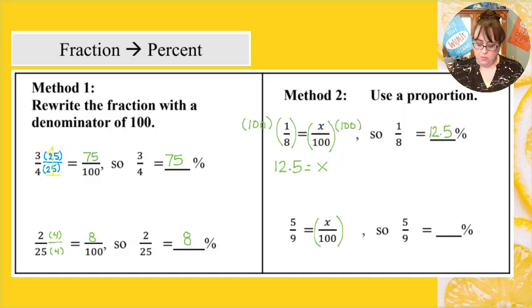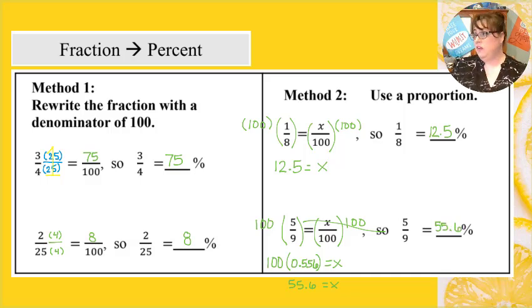I can also do that on this next one. Same idea. I'm going to multiply by 100. So I do need to figure out what 5/9 is going to be, because 9 doesn't go into 100 nicely. 5/9 is 0.555556. I'm going to round that to the nearest thousandths. So when I multiply by 100, that's going to move it over 2 decimal places. So 55.6. So I can say that 5/9 is equal to 55.6%.